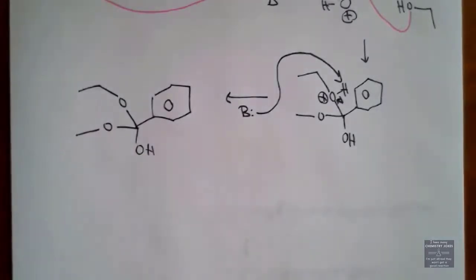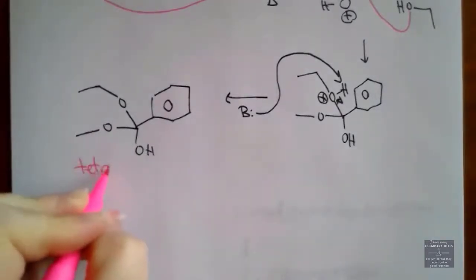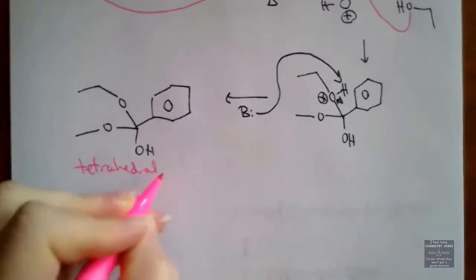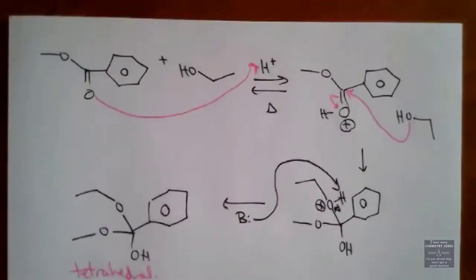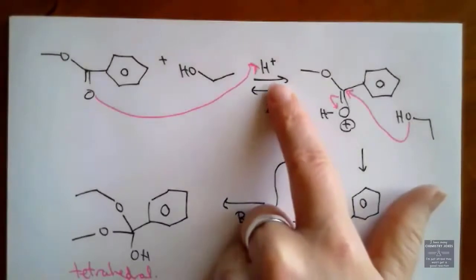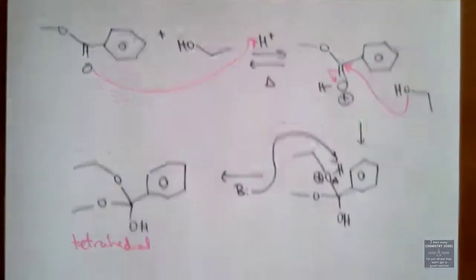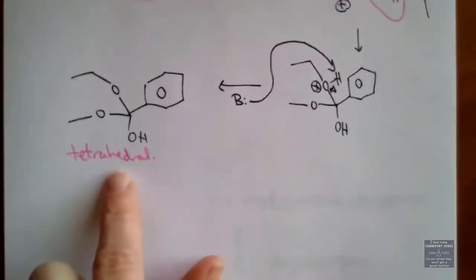This is a tetrahedral intermediate. This tetrahedral intermediate is neutral. All the ones we saw previously with acid chlorides and anhydrides were negatively charged. Well, you can't make a negatively charged intermediate when you're an acid catalyzed mechanism. So this guy is as good as it gets as far as tetrahedral intermediate is concerned.